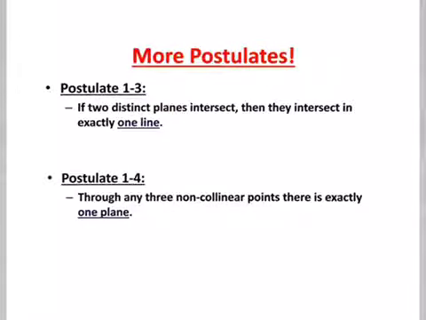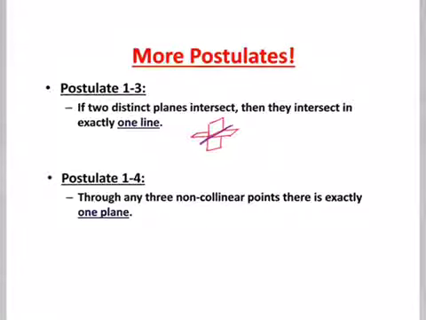Postulate 1.3. If 2 distinct planes intersect, then they intersect at exactly 1 line. Here I've drawn a diagram of 2 planes. It almost looks like 2 pieces of paper coming together, and they intersect at that single purple line in the middle.